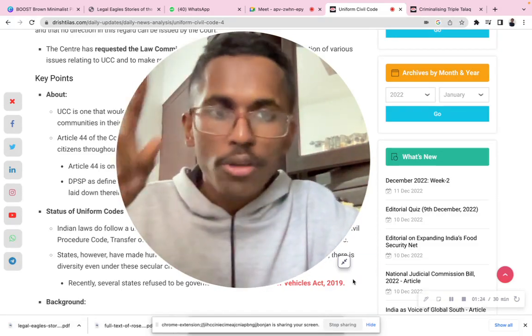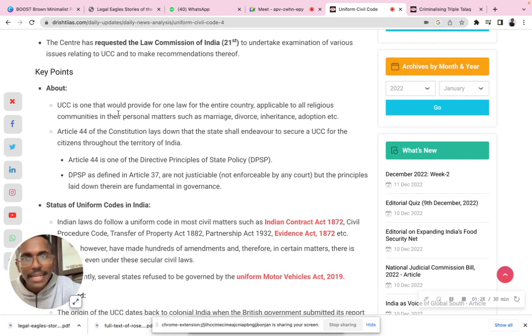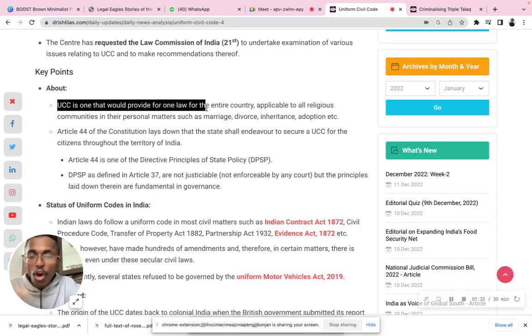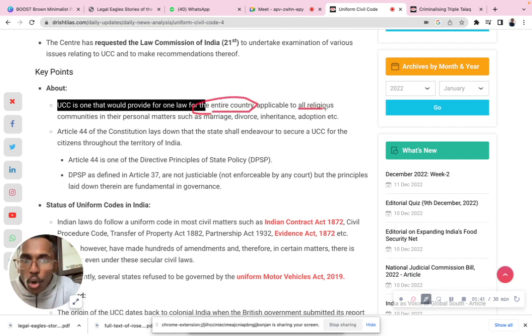Now there are many pros and cons for it. That's not our focus now, but I'll just show you this important feature and highlight it. The UCC is one that would provide for one law for the entire country. See, I'm highlighting over here. One law for what? One law for the entire country, applicable to all religions and communities in their personal matters such as marriage, divorce, inheritance, adoption, etc.